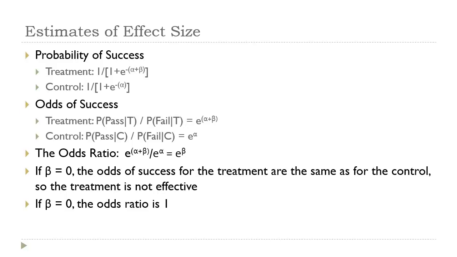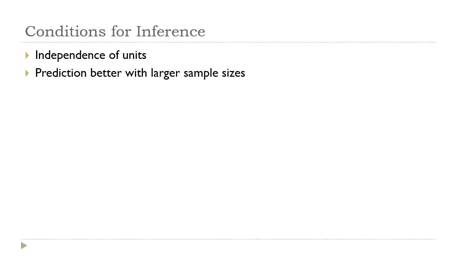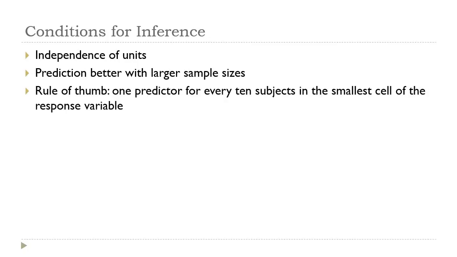Now, we'd like to be able to infer outside of this study to the population. Let's look at the conditions for valid inference. As always, we have to have independence of our units. We do not take natural clusters of individuals to use them in our study. The prediction is going to be better with larger sample sizes. That also is something we're very used to.